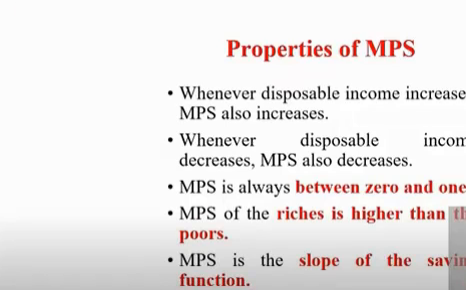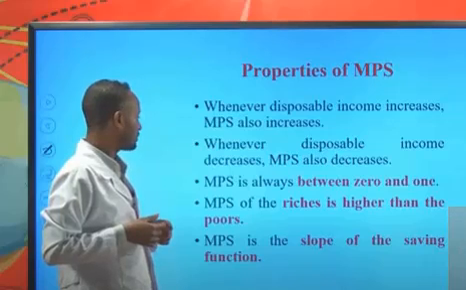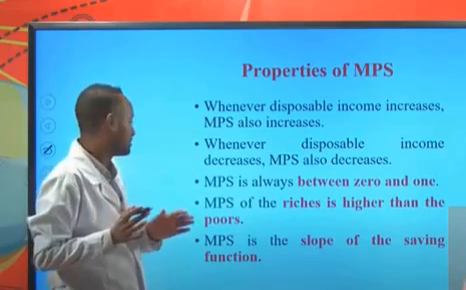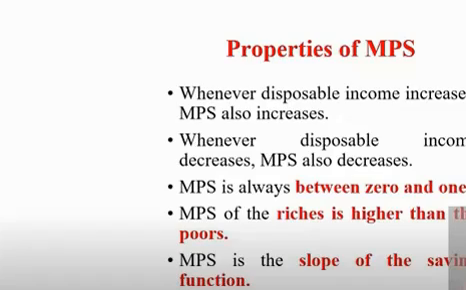poor, because since they fulfill all their needs and wants, the rich will make a portion of their additional income as saving rather than consumption. The marginal propensity to save is the slope of the saving function, since the MPS is calculated by dividing the change in saving by the change in disposable income.